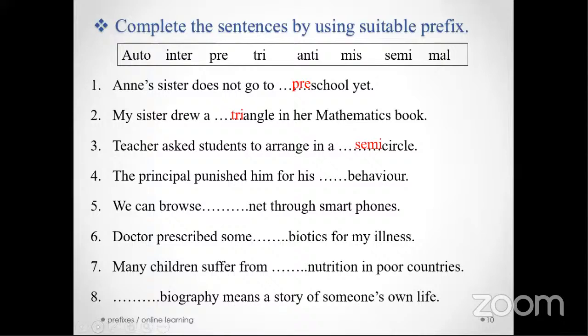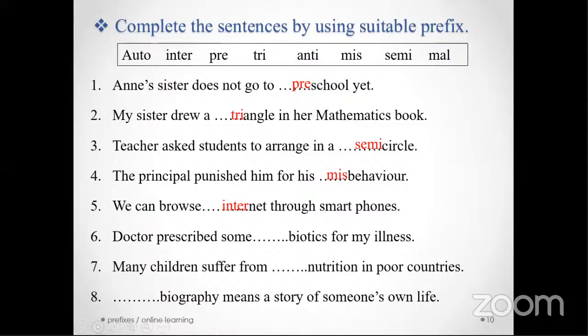Next one, the principal punished him for his misbehavior. Principal punish කරා, දඬුවම් කරා him, ඔහුට. වැරදි හැසිරීම නිසා ඔහුට දඬුවම් කරා. Behavior කියන්නේ හැසිරීම. අපිට ඒකේ තේරුම වෙනස් කර ගන්න පුළුවන් miss කියන word එක දාලා. Misbehavior, වැරදි හැසිරීම. Next one, we can browse internet through smartphones. අපිට smartphones වලින් internet එක browse කරන්න පුළුවන්.